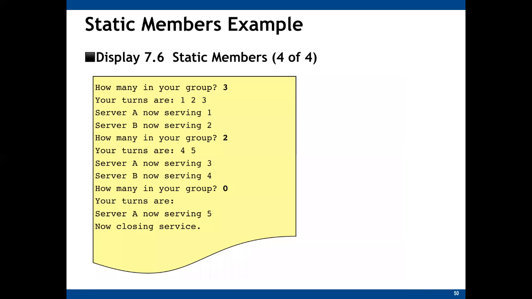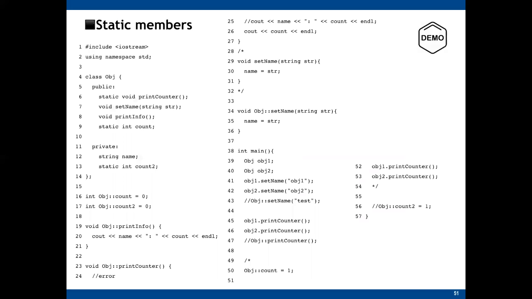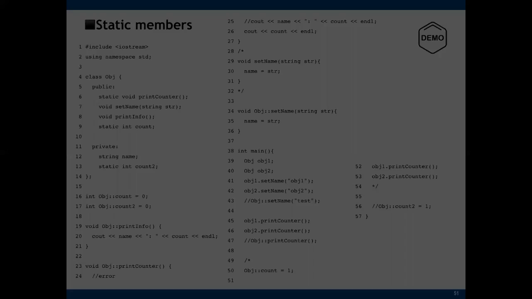Okay, so this is the output of this example code. So let's look at more about the static members using our demo code here.